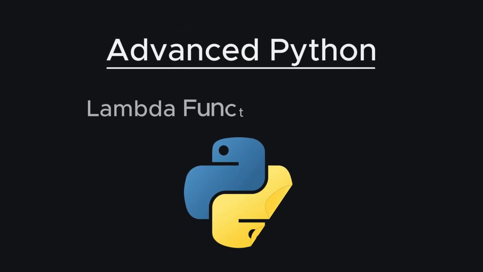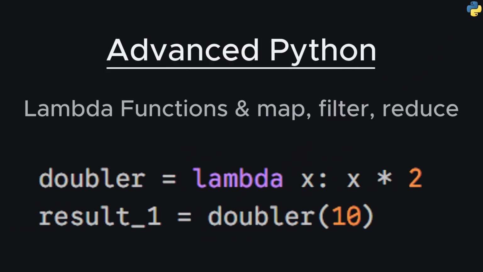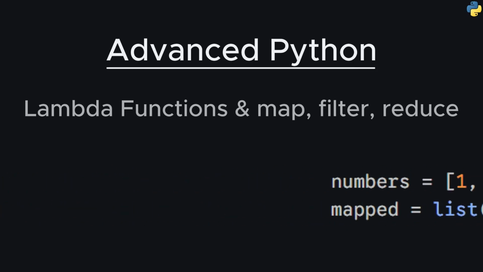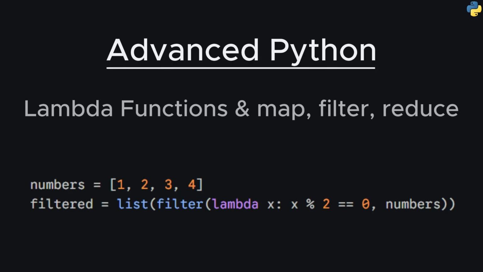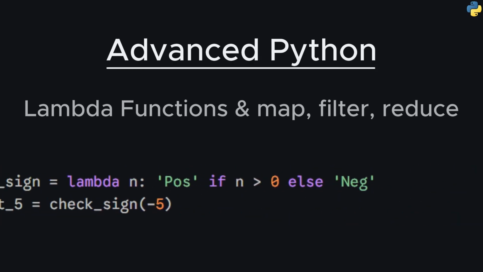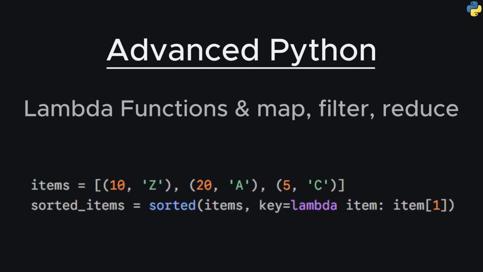Ever wonder how to write more concise, powerful, and Pythonic code, especially when dealing with data transformations? Today, we're diving deep into Lambda functions, map, filter, and reduce, the cornerstones of functional programming in Python. By the end of this tutorial, you'll be writing elegant, efficient code like a true Python expert.